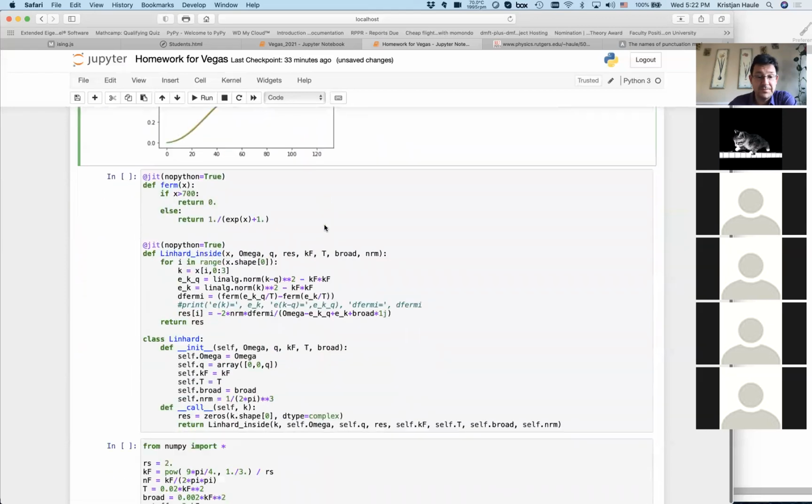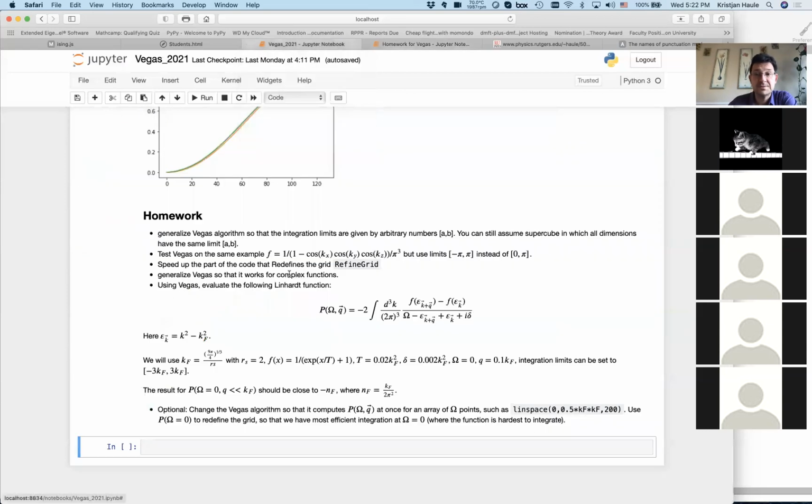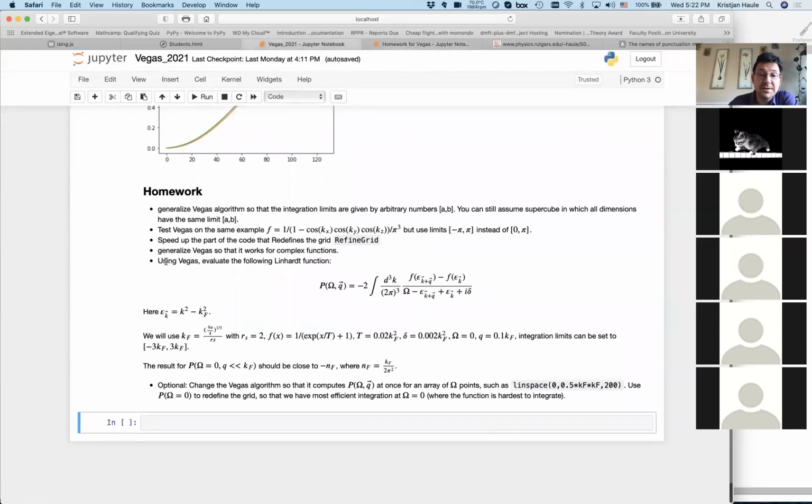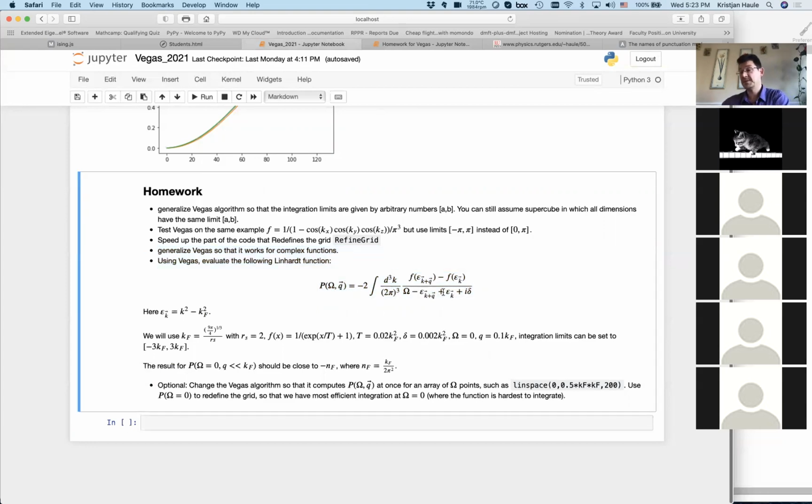Okay, so this was the first part of the homework, which is relatively straightforward, but the second part of the homework has to do with allowing complex numbers and then calculating the polarization of the uniform electron gas. This is the so-called Lindhard function, which gives susceptibility. For example, this is either charge susceptibility or spin susceptibility.